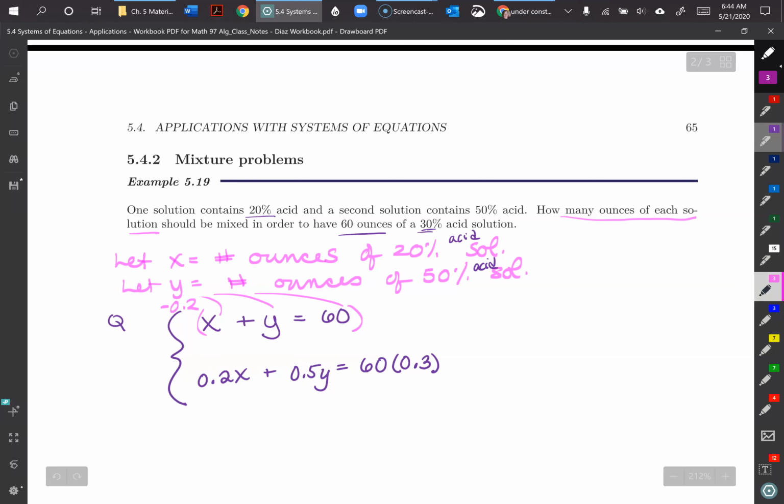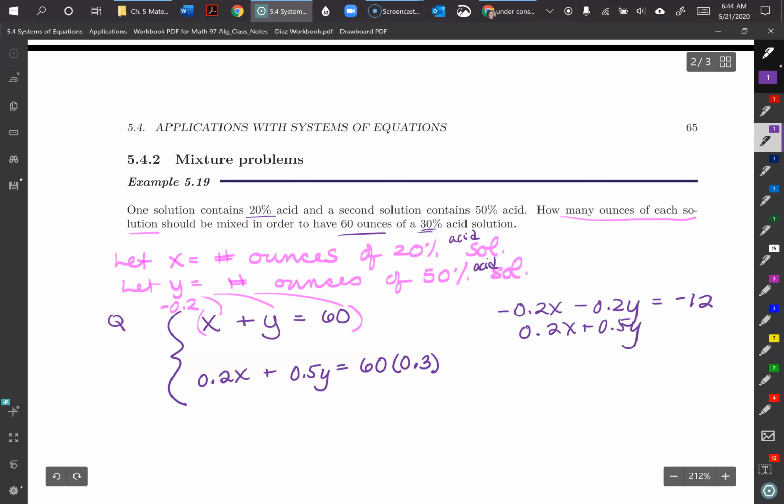And then I'm going to rewrite that over here. So I have negative 0.2x minus 0.2y equals negative 0.2 times 60, which will give me negative 12. And then this one I'm just rewriting: 0.2x plus 0.5y. And again, you can pause this and do it along, and just check back.